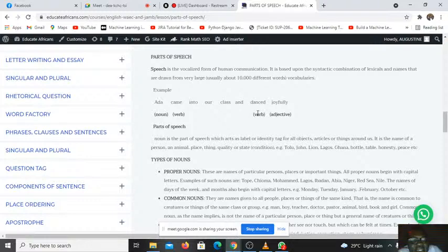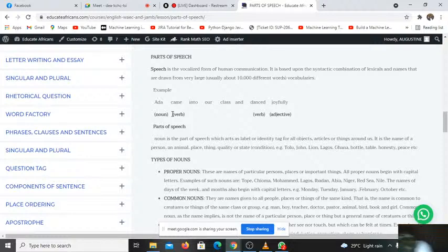Okay, so we'll start with the first part of speech, the one that all of us know. We call it a noun. And we know that a noun is the part of speech which acts as a label or identity. But in our own case, we normally say that a noun is the name of a person, place, animal, or thing. Justina, is that the definition of noun that you know? Yes. Okay, so a noun is a name of a person, animal, or thing.